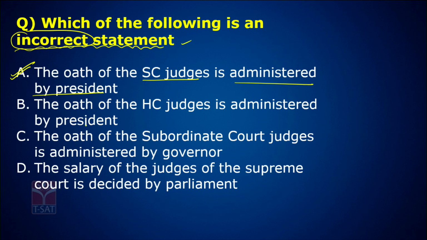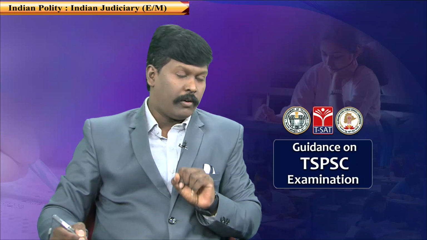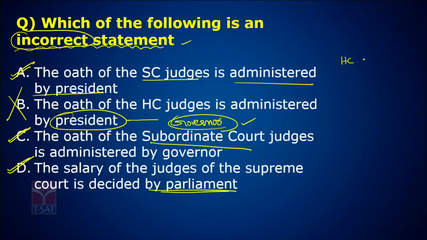The oath of the subordinate court judges is administered by Governor. Correct. The salary of the judges of the Supreme Court is decided by Parliament. This is also correct. This is wrong: the oath of the High Court judges is administered by Governor. The Governor has the authority to administer the oath of the High Court judges, including the Chief Justice of the High Court. And who administers the Governor's oath? The Governor's oath is administered by the High Court Chief Justice. Very, very important. So this is incorrect.